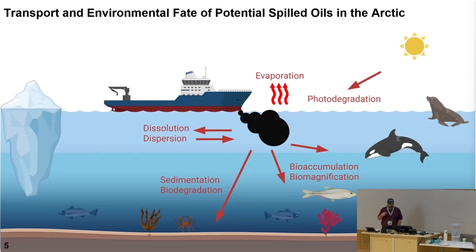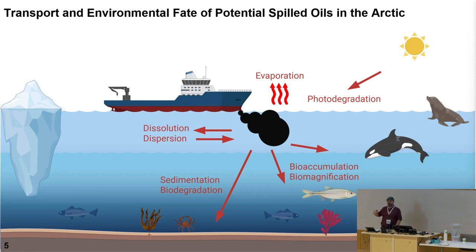The first bit of data, or some of the data I'm showing, is coming from this project we've just started with a bunch of colleagues looking at the transport and environmental fate of potential spilled oils in the Arctic. So looking at all kinds of things that could go wrong with the increased shipping in the Arctic as the Arctic opens up because the climate is warming and changing. And also looking at some of the new marine fuel oils that are out there that are being used and how they will behave in the environment.